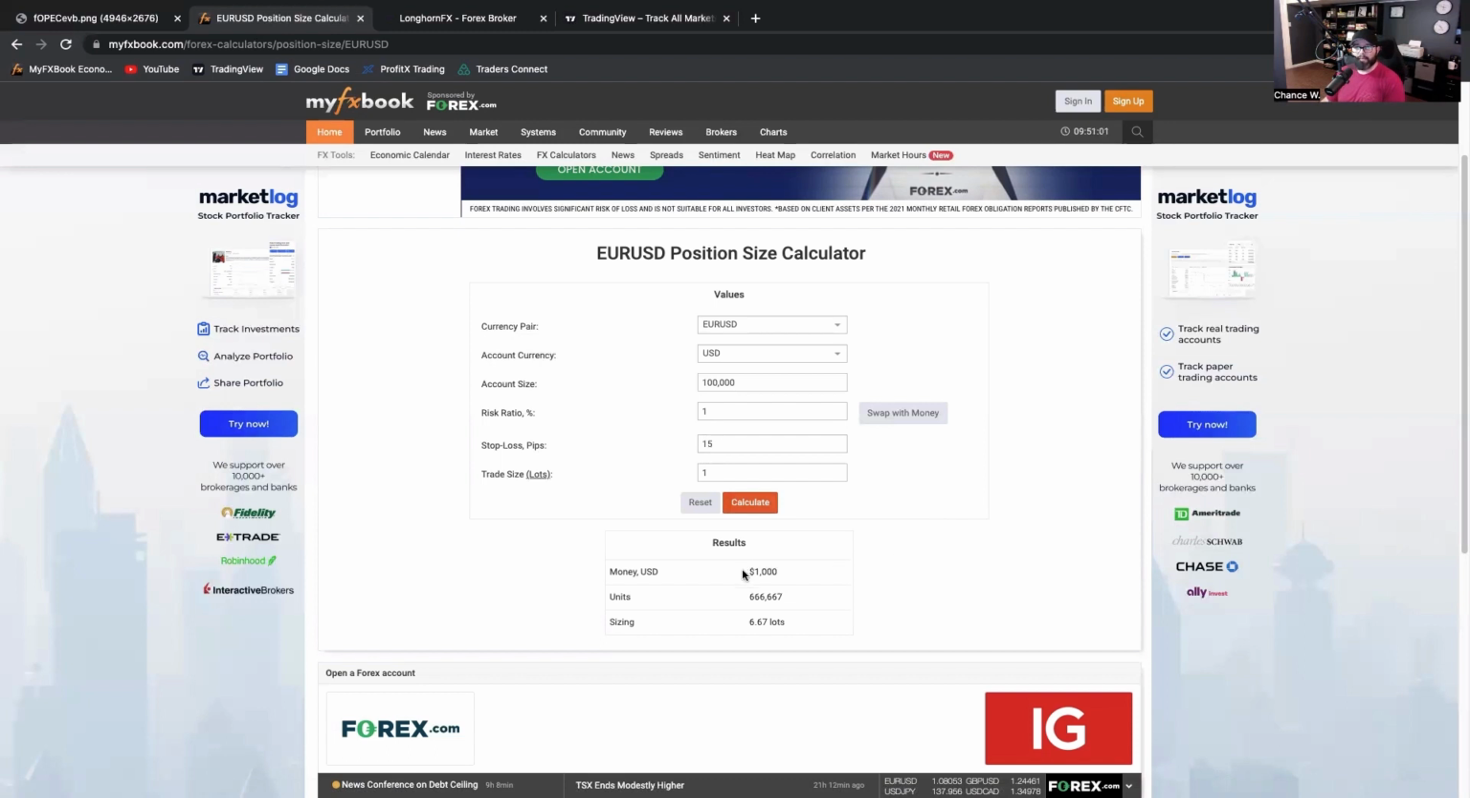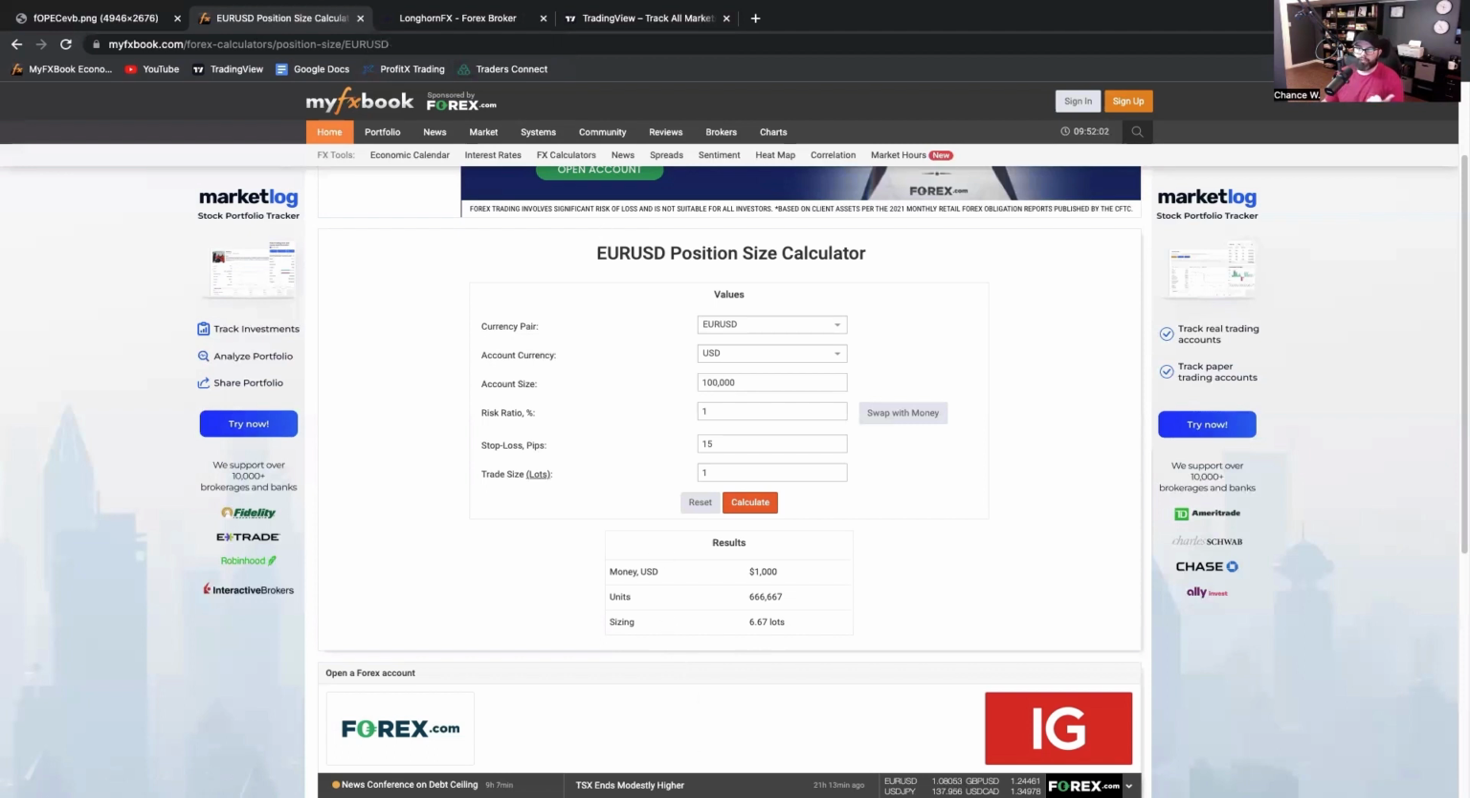So 1% of $100,000 is $1,000. I'm going to be dealing with, I'm not going to say that number, that's how many units I'm going to be dealing with. And then my sizing, so my actual position size, is going to be 6.67 lots. So that's the actual number that I'm going to input in MetaTrader. And that's how I figured out my position size. So 6.67 lots is what I'm going to enter in this trade.